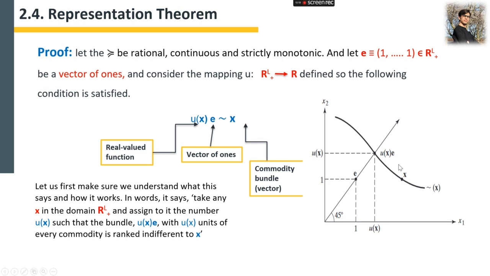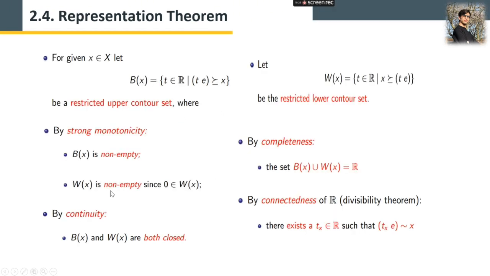When we say that t multiplied by e is at least as good as x, it means it is weakly preferred to x. By strong monotonicity, this upper contour set should be non-empty. And W(x), the restricted lower contour set, should also be non-empty, since 0 is included here. If there's nothing else, at least 0 is included, because you can compare the x bundle with nothing, just 0 amount of any commodity that we have.